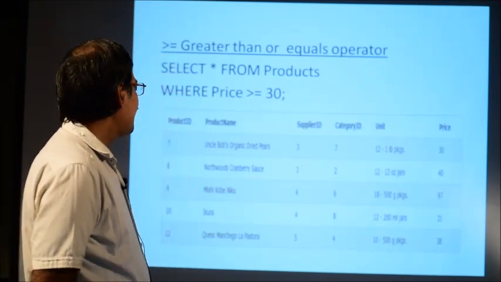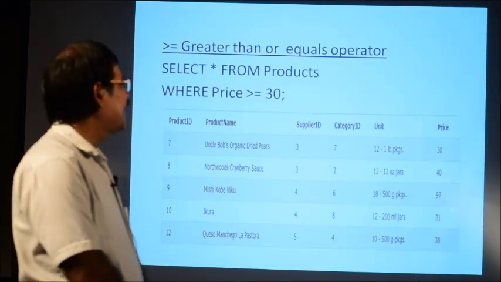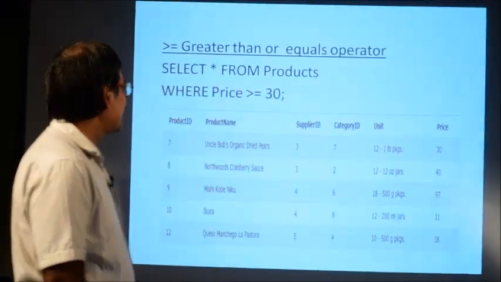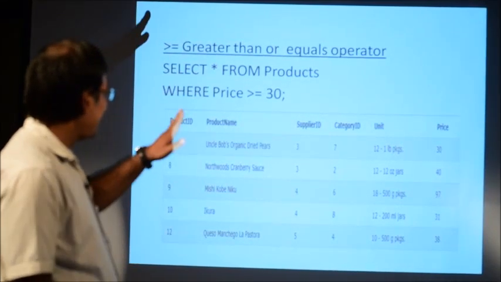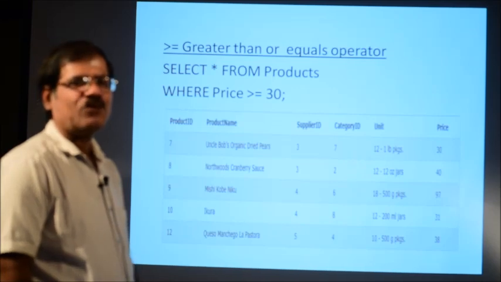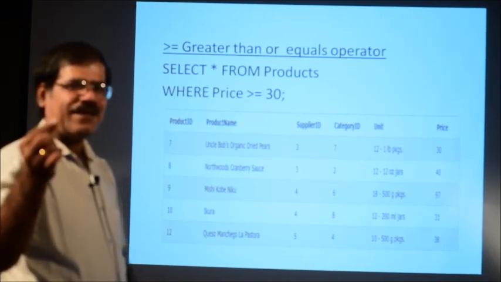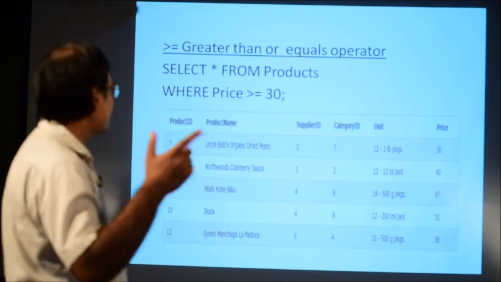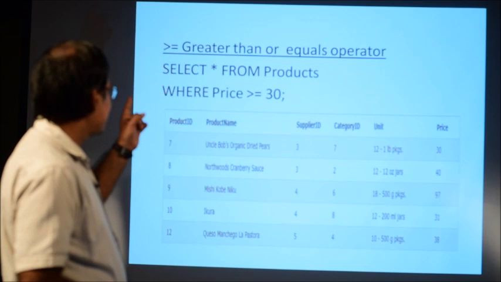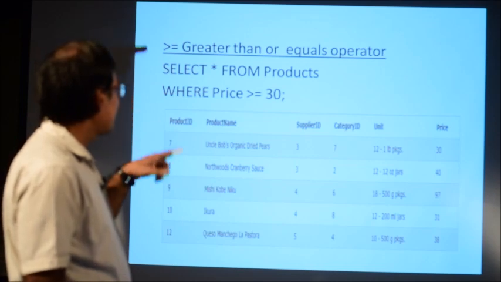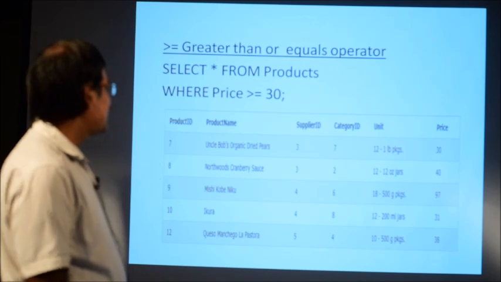Here the price value is 30 or greater than 30. So that many records will be selected from this table and displayed on your screen. 30 and greater than 30, both will be included: equal to 30 or greater than 30. So this condition, greater than or equal to 30, is written as select star from products where price greater than or equal to 30.